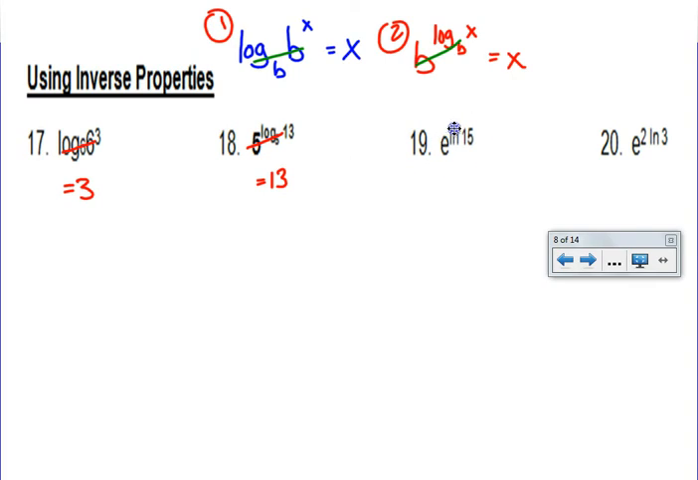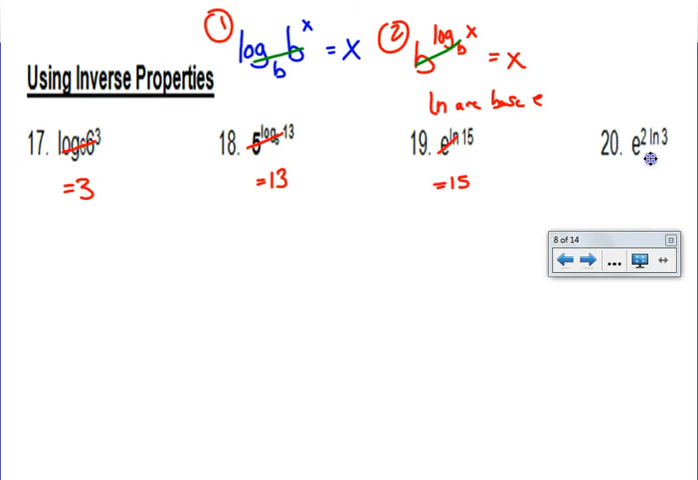Now, natural log, remember, has a special kind of base. Even though it's a funny looking logarithm button on our calculator, it's a base e. So remember, natural log is base e. So e and natural log are still going to cancel out, leaving you with a 15.